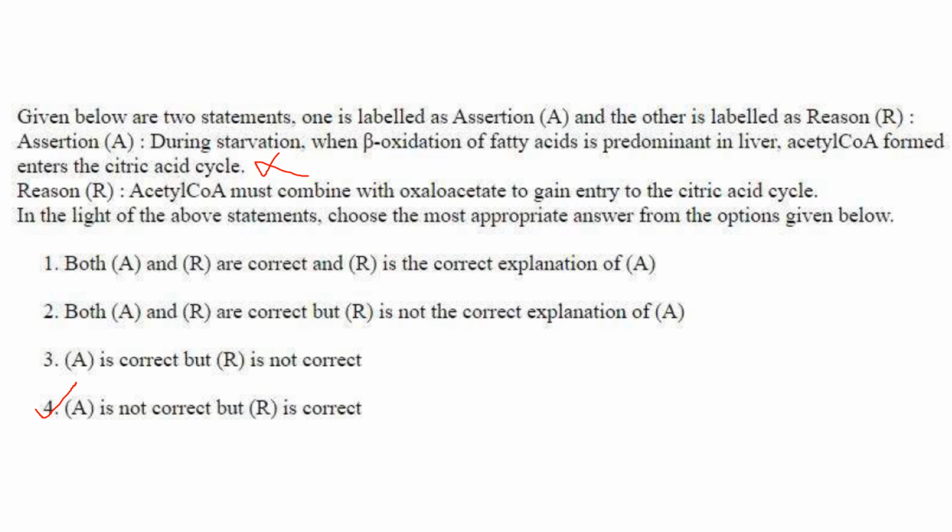Then next one. Given below are two statements. One is assertion, other is reason. Choose the most appropriate answer from the options given below. Now assertion. During starvation, when beta oxidation of fatty acid is predominant in the liver, acetyl-CoA formed enters citric acid cycle. Now acetyl-CoA formed, it doesn't enter citric acid cycle. Instead, it is converted to ketone bodies through ketogenesis, such as acetoacetate, beta hydroxybutyrate and acetone. It doesn't enter citric acid cycle, and these ketone bodies, they are energy source for brain and heart and other organs during starvation.